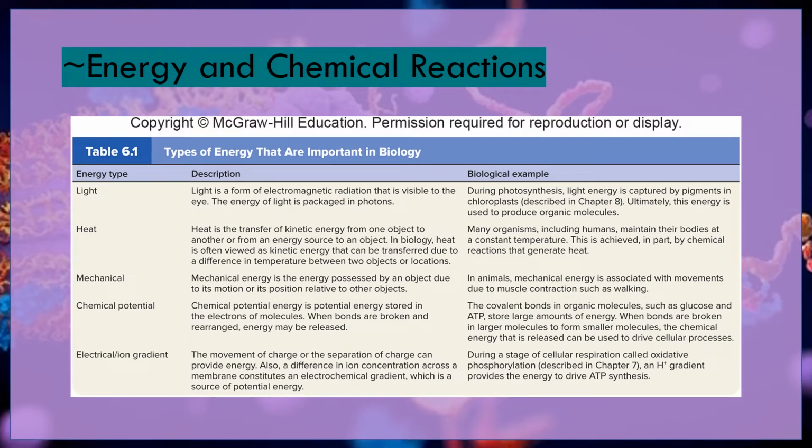This table goes into different types of energy, such as light, heat, mechanical, chemical potential, and electrical ion gradient, as well as a description and example for each.